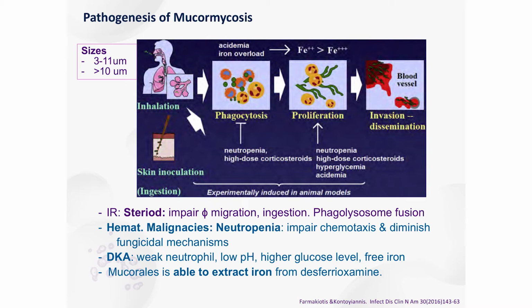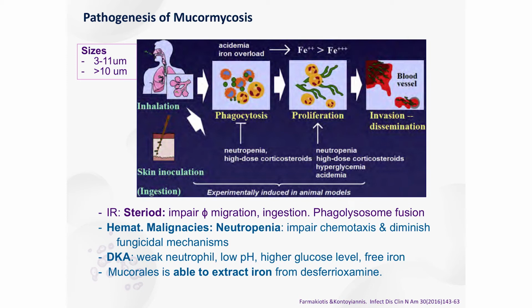But whereas for the immunosuppressed patient, who takes steroids, or in the malignancy group, the neutrophils and macrophages will be weakened. They impair the migration of the macrophage, the phagosome-lysosome fusion, and the chemotaxis, and they decrease the fungicidal mechanism.